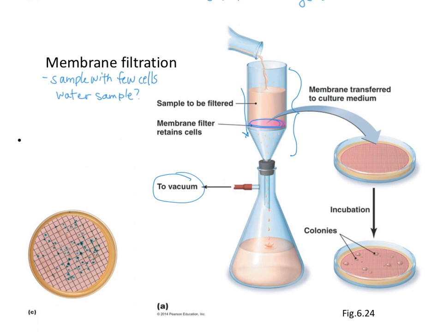And typically we would have to suck that through with a vacuum in order to get the liquid to go through there. So we take that membrane off and put it on some culture medium here, and let it incubate, and then count the number of colonies.